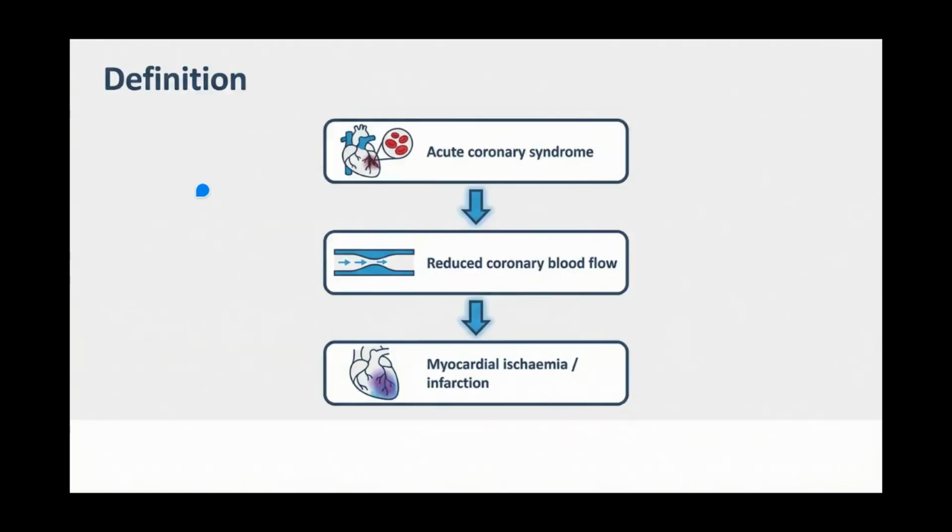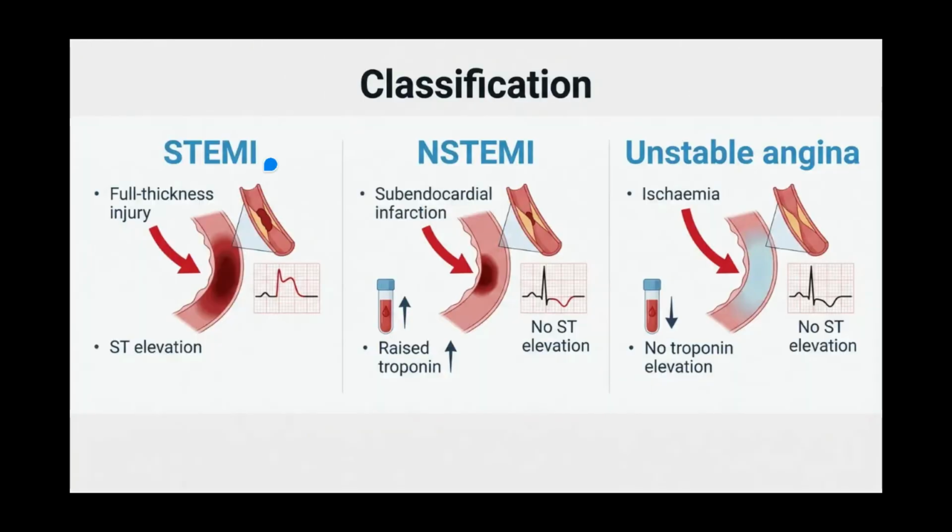Acute coronary syndrome refers to a spectrum of clinical conditions caused by reduced coronary blood flow, leading to myocardial ischemia or infarction. There are three types: ST elevation myocardial infarction, where there is full thickness myocardial injury and ST elevation on the ECG. Non-ST elevation myocardial infarction, where there is subendocardial infarction with raised troponin but no ST elevation. And unstable angina, where there is myocardial ischemia without troponin elevation.